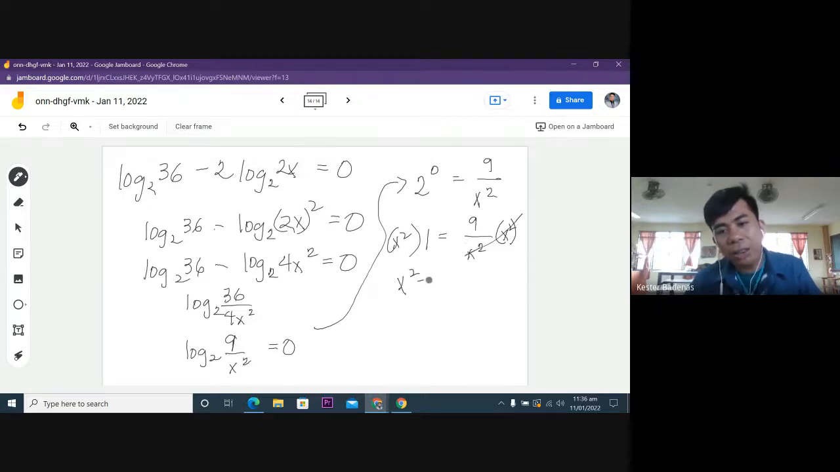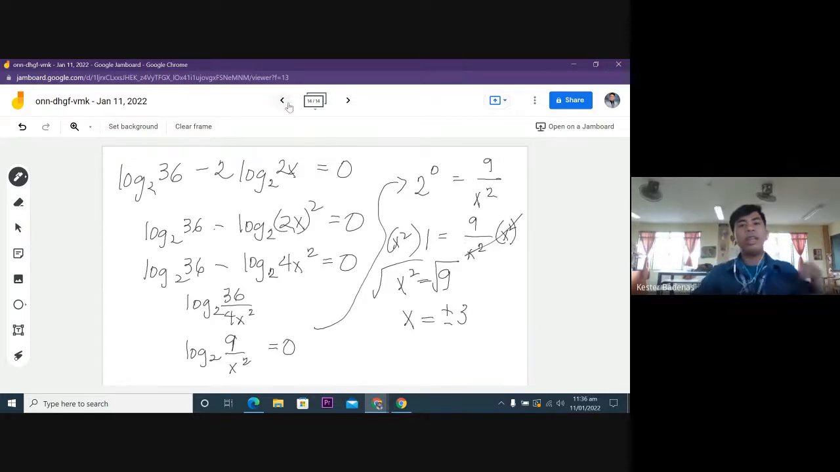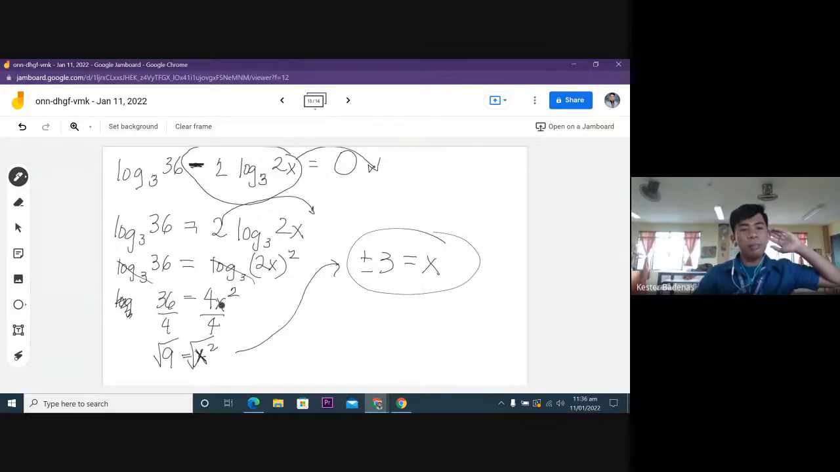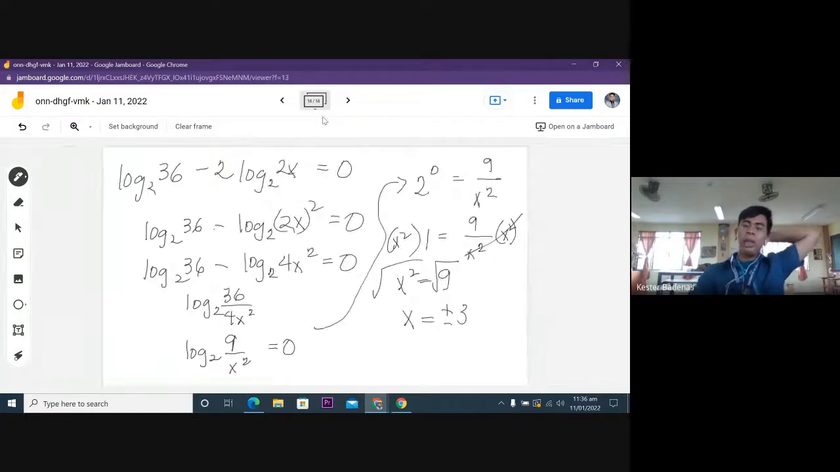X squared is equal to 9. Yan na din. Pareho lang pala. X is equal to positive negative 3. What do you think is easiest? Yung cancel agad, di ba? Pero anyway, tama din naman yung solution.